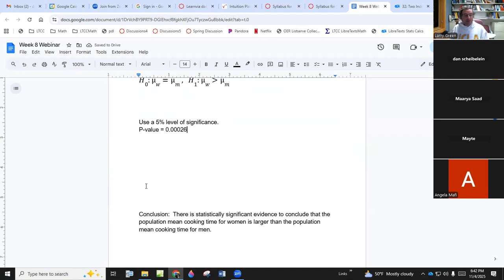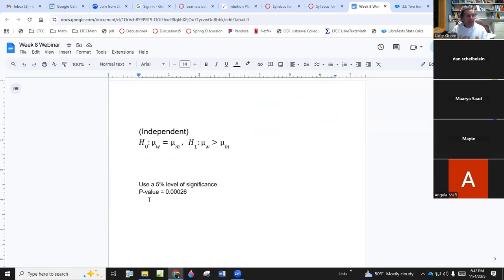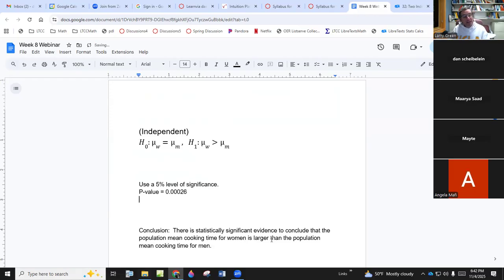And then we could write our conclusion. So there is statistically significant evidence, in fact, you could even say strong. We didn't have strong last time because we were 0.02, which is not less than 0.01, but this time we have strong statistically significant evidence to conclude the population mean cooking time for women is larger than the population mean cooking time for men. Any questions on the conclusion?